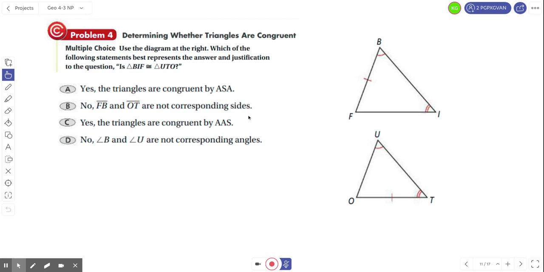And the reason is that basically this side is in the wrong spot. If we were doing angle, angle, side, we need angle, angle, side. We need the corresponding side, and we don't have it. We have the other side. And so we cannot tell that these triangles are congruent. It doesn't mean they're not congruent. It means we can't tell.